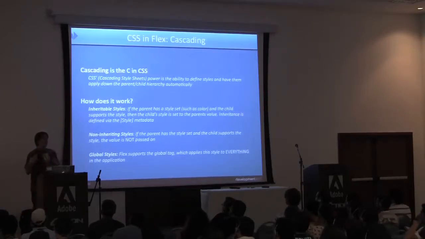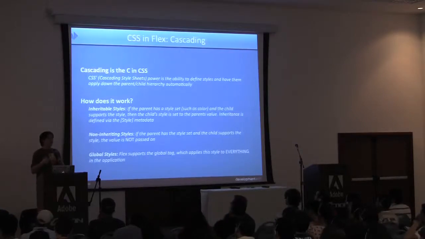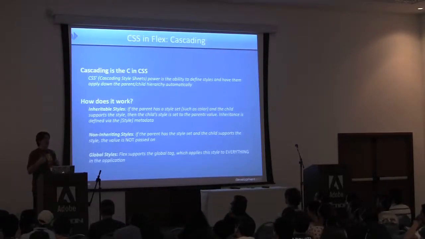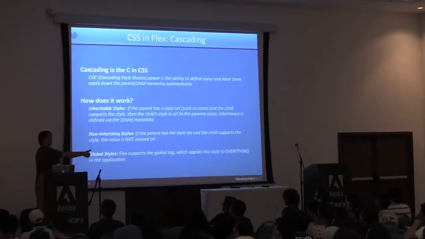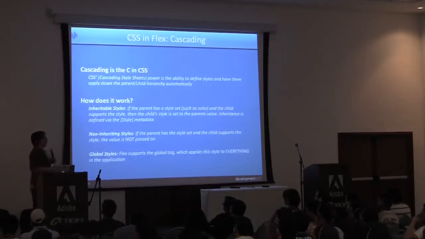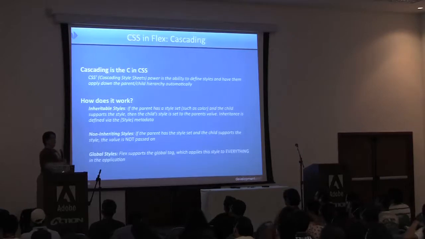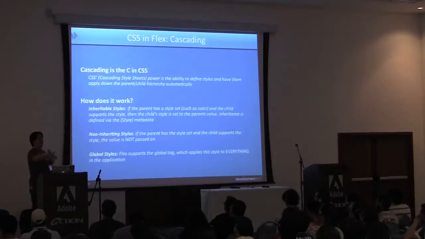But I could make another style, like let's say border background, right? If I have it set and it's non-inheriting, my children, if they have a border background, won't get that style applied. So it stops at me. It doesn't go down. That's important to understand, what is inheritable and what is not, because that will define where you set your CSS and who gets it in the parent-child relationship.